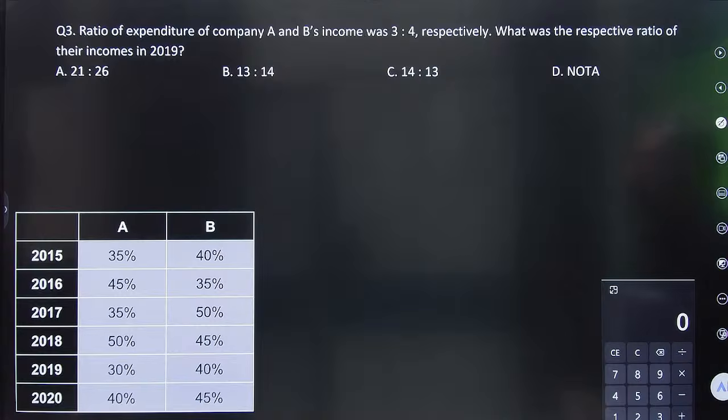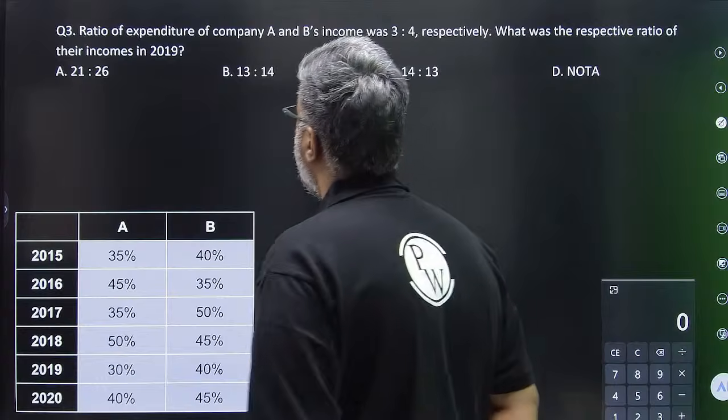Question 3, D. Santosh is saying D. How about others? Question 3. Everybody saying D? Nice. What's the question? Ratio of expenditure of company A and B.